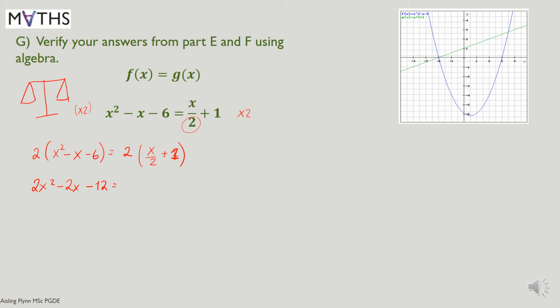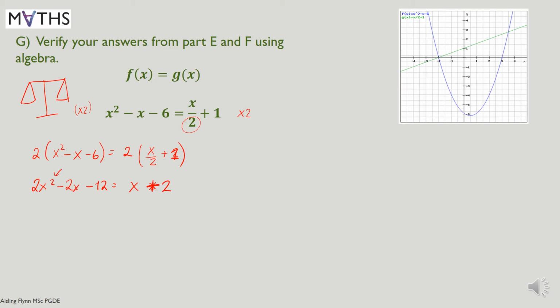Well, it just gives x, so 2 divided by 2 is 1, or a half x multiplied by 2 is 1x, and then 2 times the 1 is 2. Sorry, that should be a plus, x plus 2. Now clearly, because of the x squared part, we're going to have a quadratic equation, and we usually solve those by having everything on the left equal to 0.